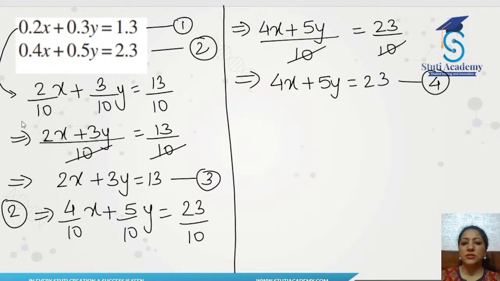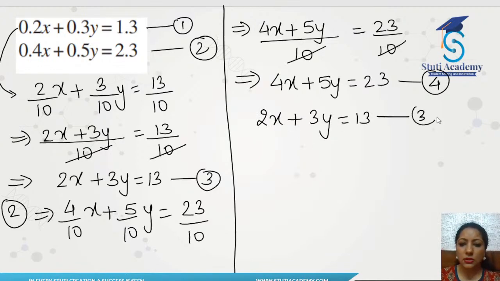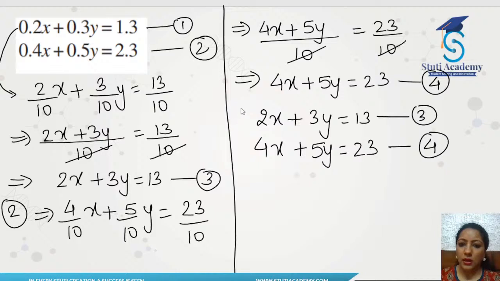So we have done the simplification part. I've got rid of the decimal point. I've got rid of the denominators also. Now we'll be dealing with these two equations. So I'm writing this again. This is the third equation and this is the fourth one. From here we are going to solve for x and y.